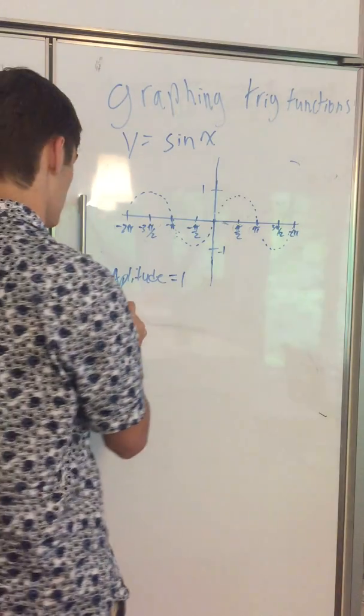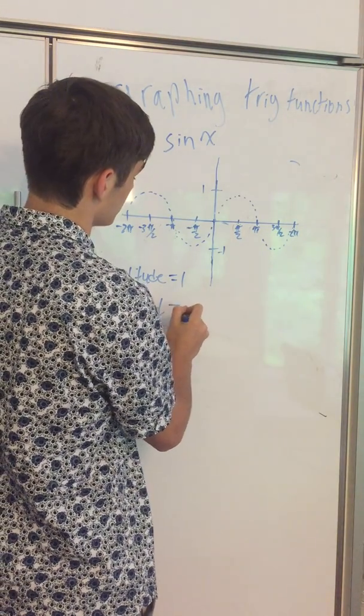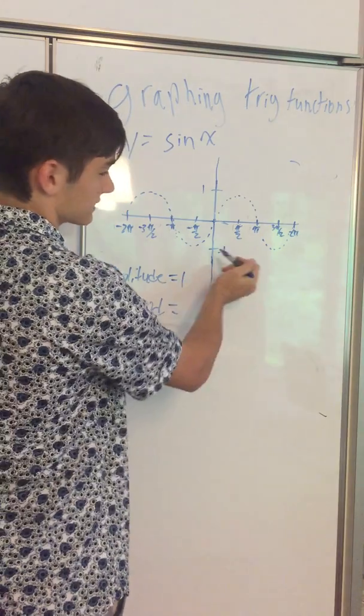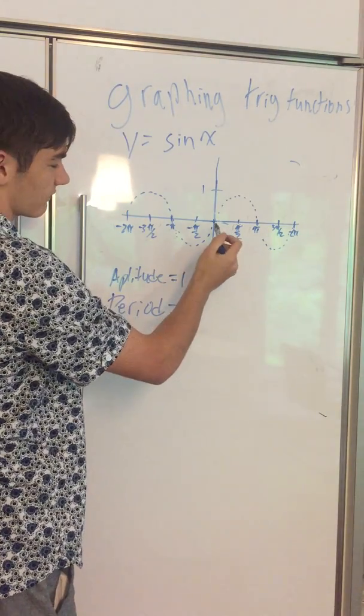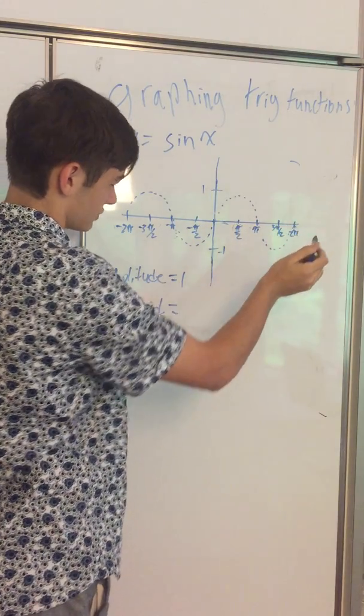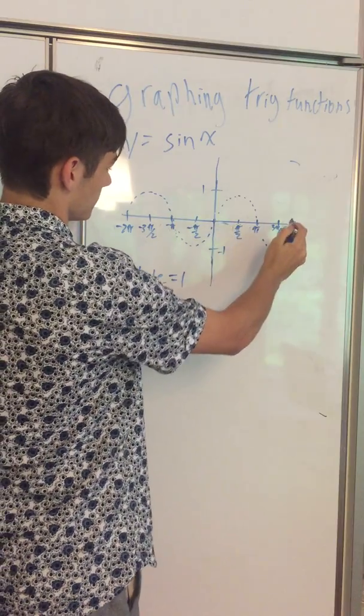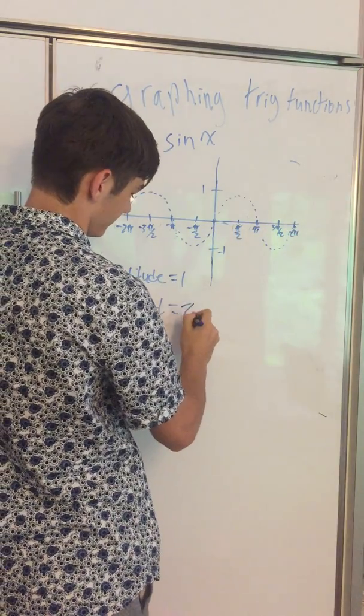The second thing you have to know is the period. The period is the distance on the x value that it takes for the graph to go up and down and return to its original position. So on this graph, the period would be 2 pi.